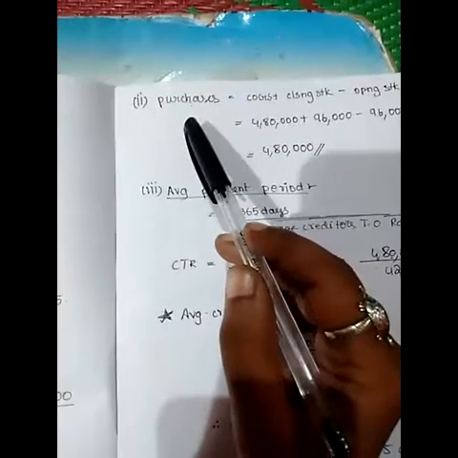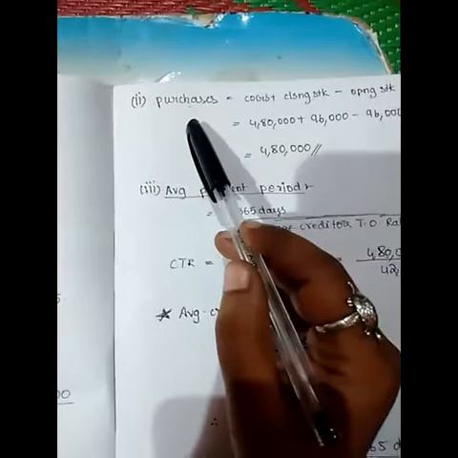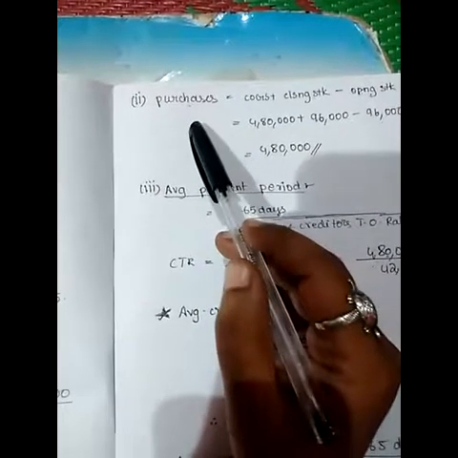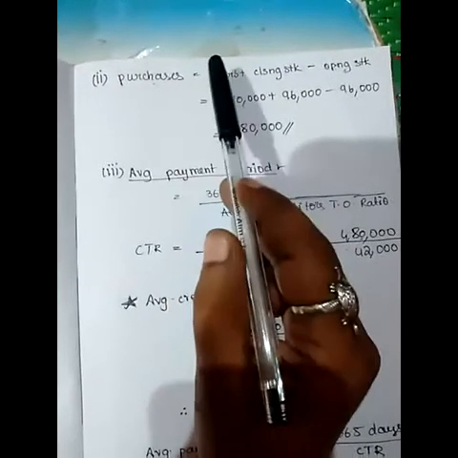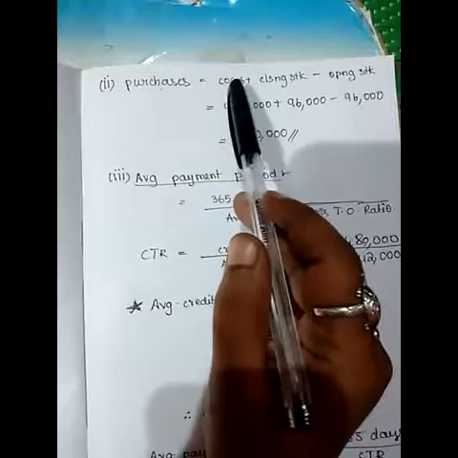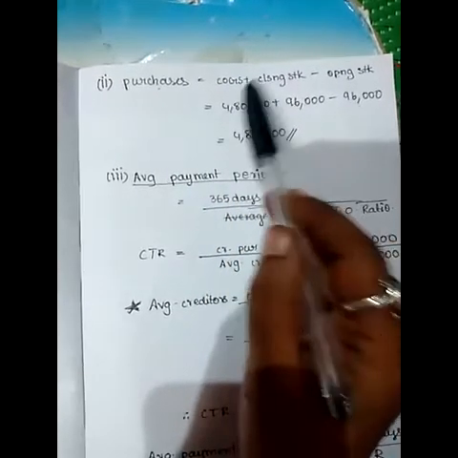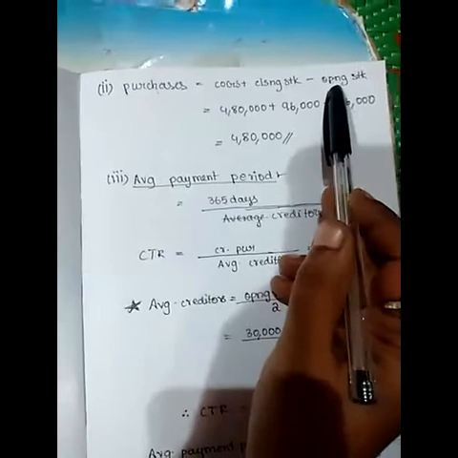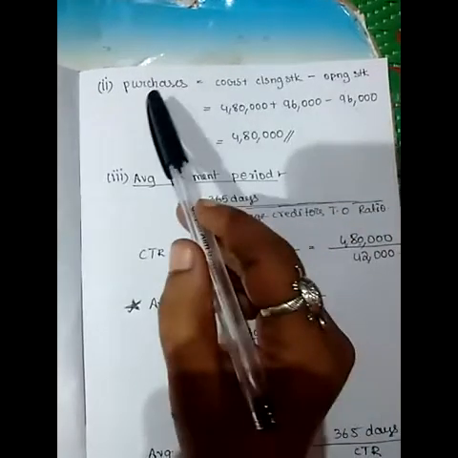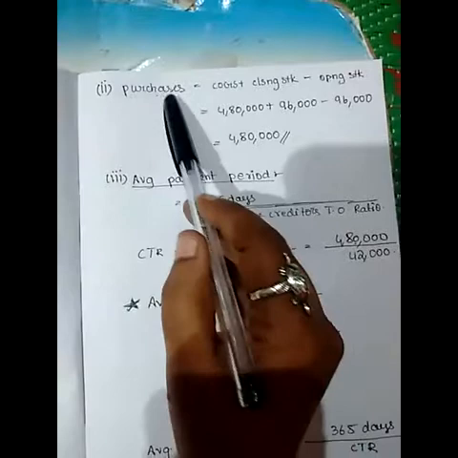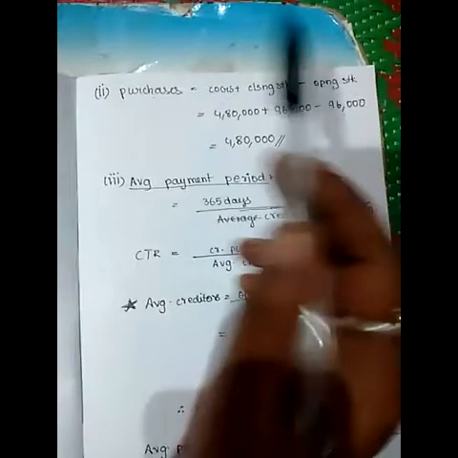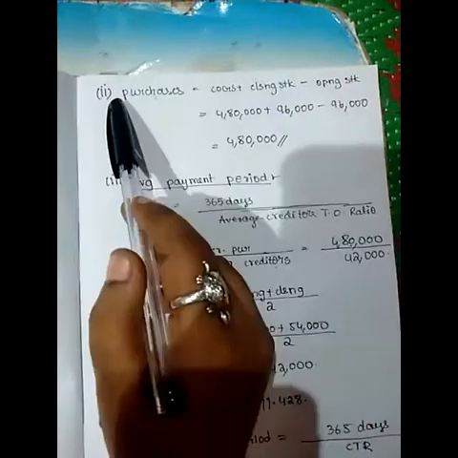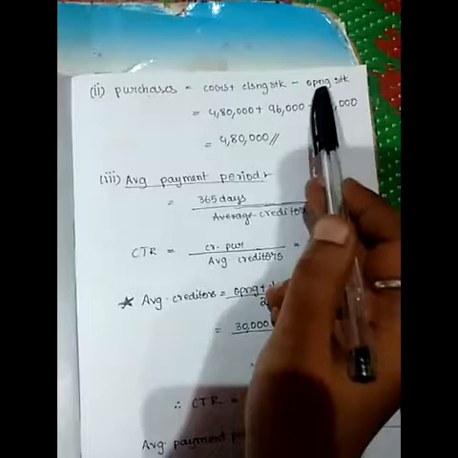పర్చేసెస్ కి వాళ్ళు ఏమన్నారు, all purchases are credit purchases, that is mentioned in the question, but they didn't specify anything more about the purchases. So for calculating purchases, we have a formula. What is the formula? Purchases is equal to cost of goods sold plus closing stock minus opening stock. Suppose purchases is given and opening stock is not given, then interchange the position. Take opening stock this side and purchases this side and calculate the amount.